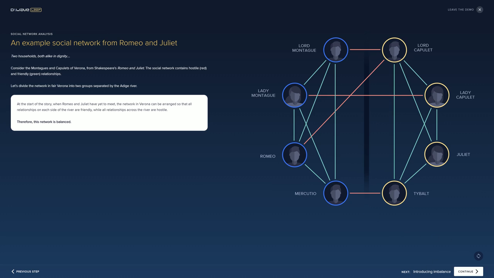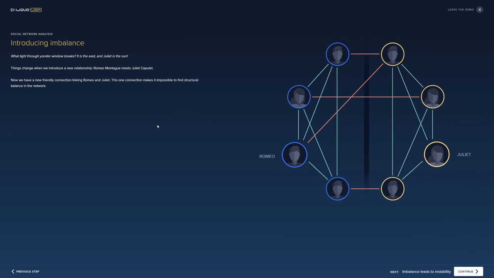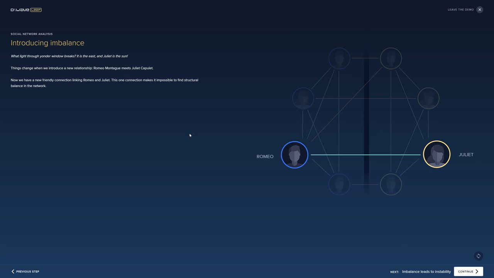So next one is introducing imbalance. Here we go. Didn't I say Romeo and Juliet didn't have a direct connection? They should be friendly too, but they are not friendly to the others they like. Interesting. Yeah, introducing imbalance. Imbalance, my gosh. We need to find the solution here.